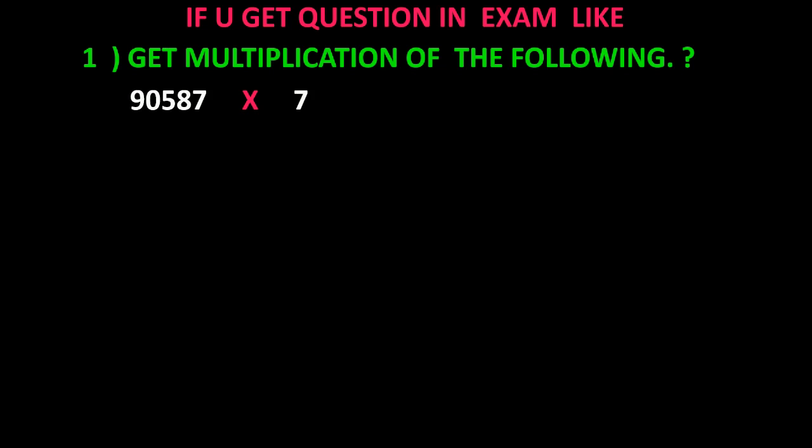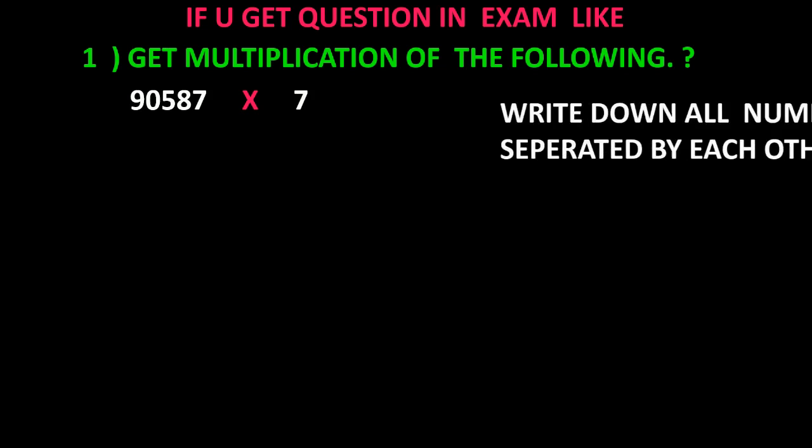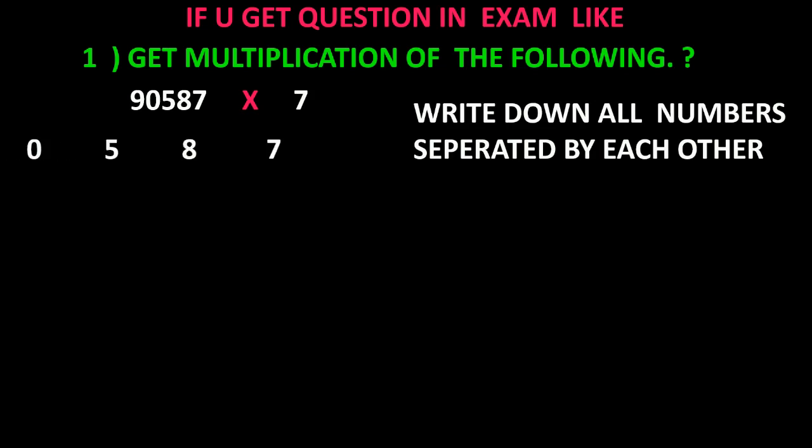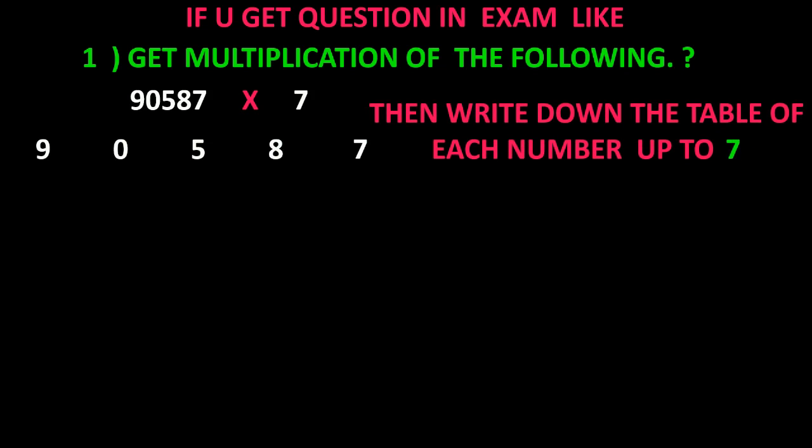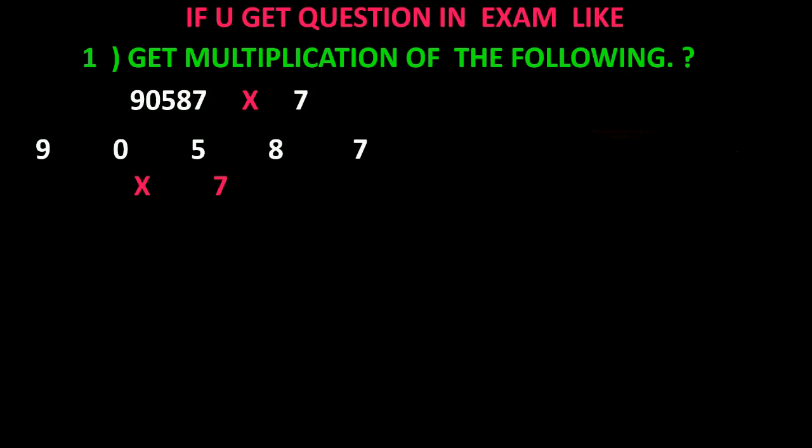First of all, write down all the numbers separated from each other and then multiply all of them with 7. And when the answer comes, it will be 63, 0, 35, 56 and 49.